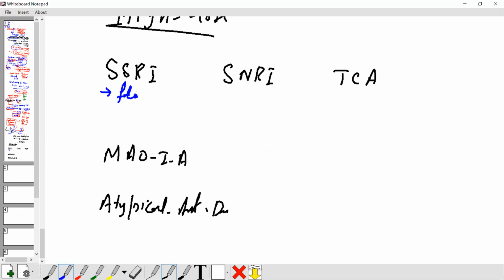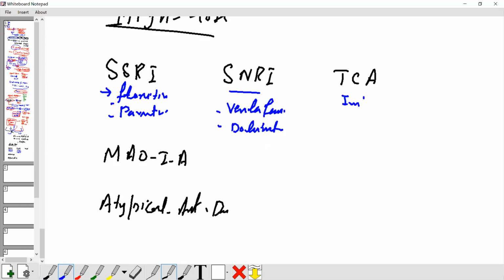Okay. SSRIs, if you remember: fluoxetine, paroxetine, citalopram, sertraline. SNRIs: venlafaxine and duloxetine. TCAs: imipramine, amitriptyline. Monoamine oxidase inhibitors we just finished. The names you can revise from the previous lecture. I already explained, I don't want to waste time on this naming.